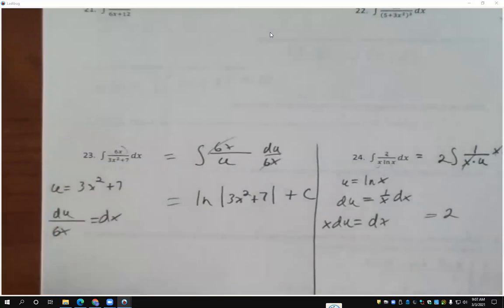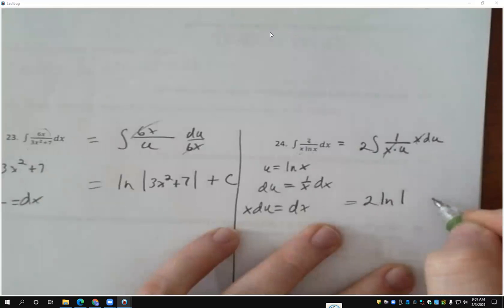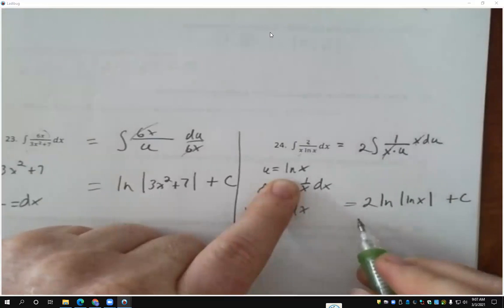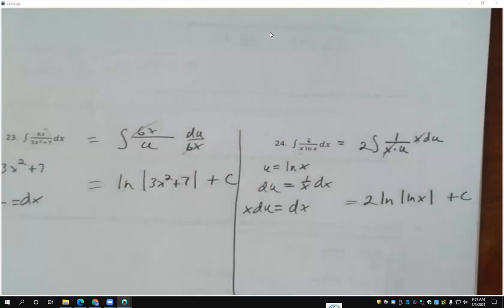So it's 2 times the antiderivative of 1 over u, which is the natural log of u plus c. And u just happens to be a natural log of x. So it's 2 times the natural log of the absolute value of the natural log of x plus c. We get some funky functions when we get to calculus, right? We don't see things like that in pre-calc.